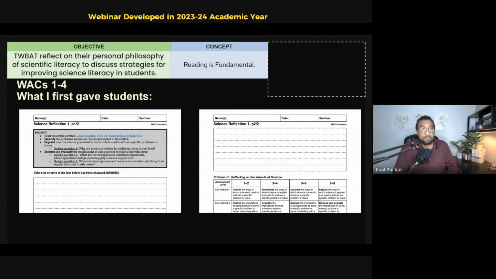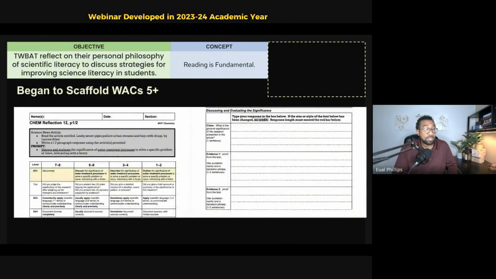So the writing across the curriculum challenge was given across 12 weeks in the entire school year. The first 4 weeks of assignments were given in this format. I simply gave them the prompts and I gave them writing space and a rubric at the end. After I read the students' work for a couple of weeks, I realized I needed a strategy to help them improve their science literacy. So the next step was actually to begin scaffolding. Instead of giving them a blank template, I began to actually give them guided questions that I could universally use for every single writing prompt. And so I began the scaffolding process in week 5, and I still continue to use it to this day.